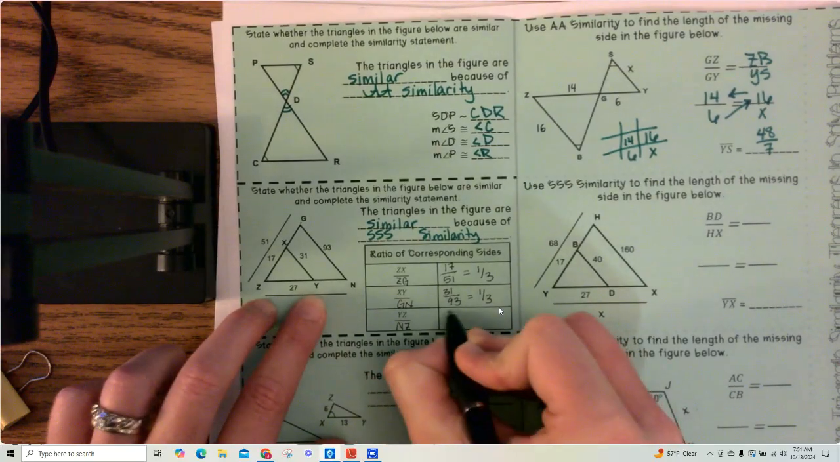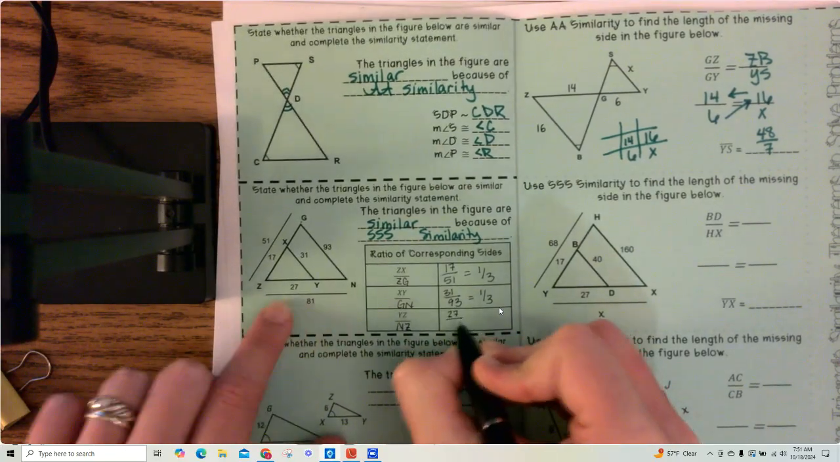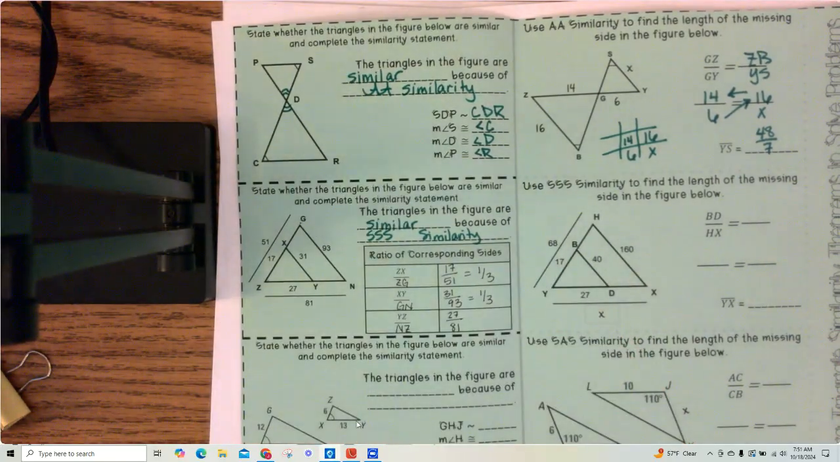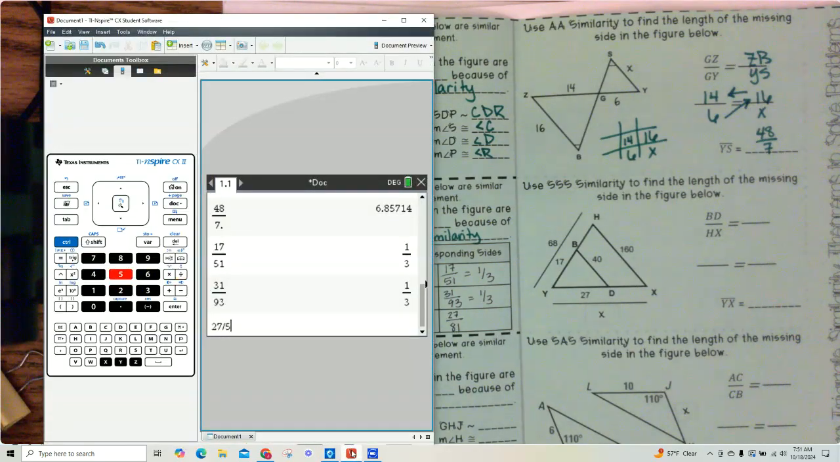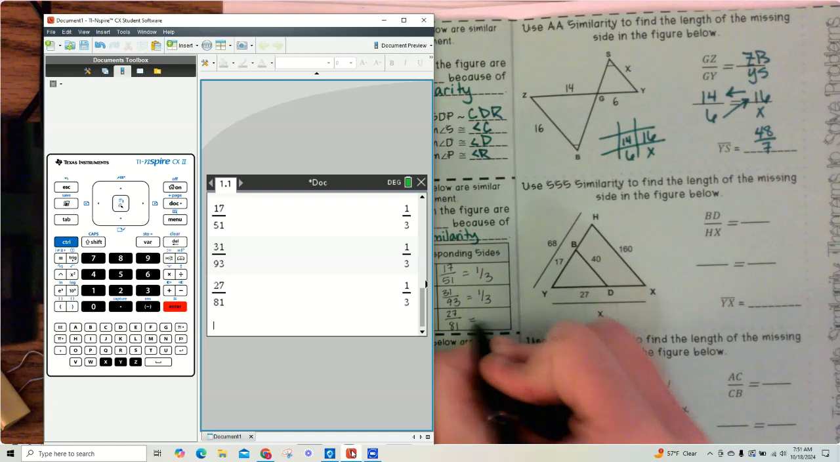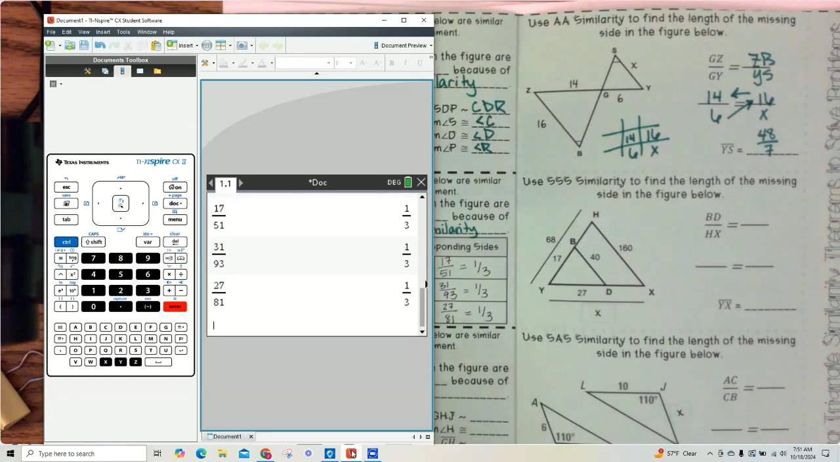So YZ is 27, NZ is 81. Check that fraction one more time. And that's why you need to simplify fractions, because if you don't, it's hard to tell that they all have that corresponding ratio.